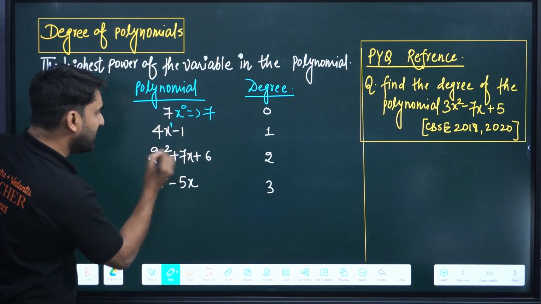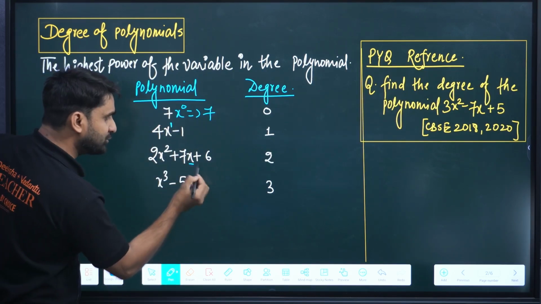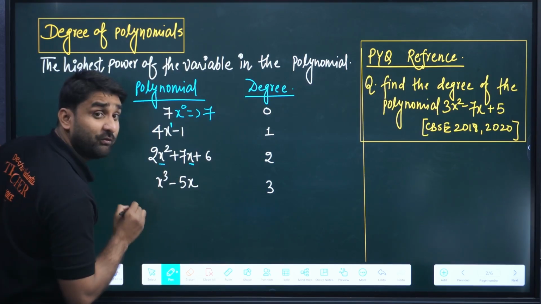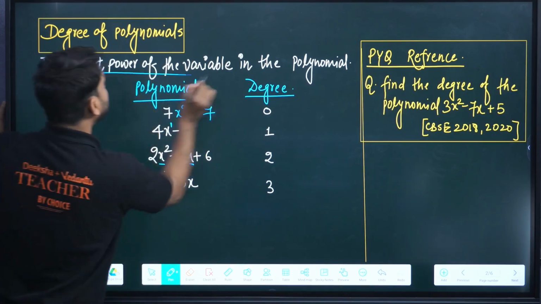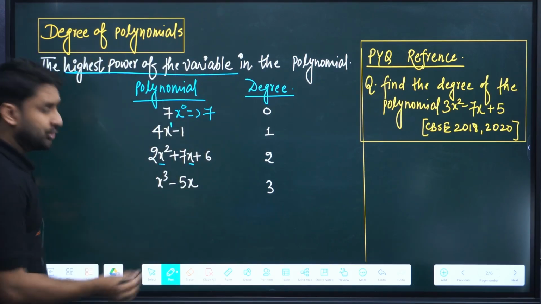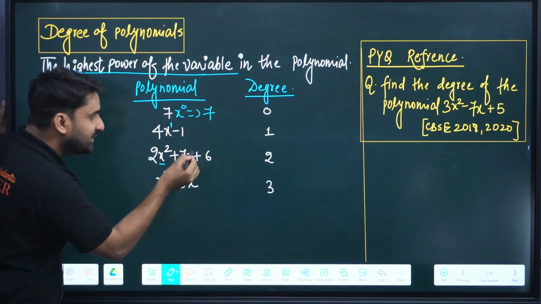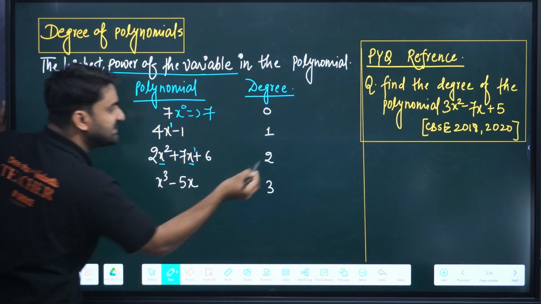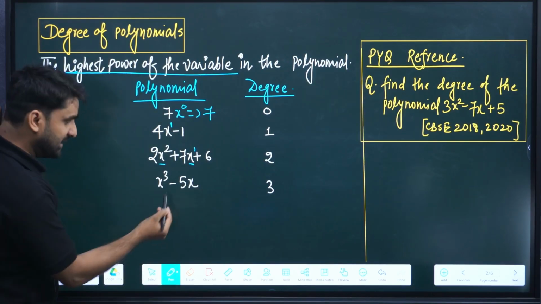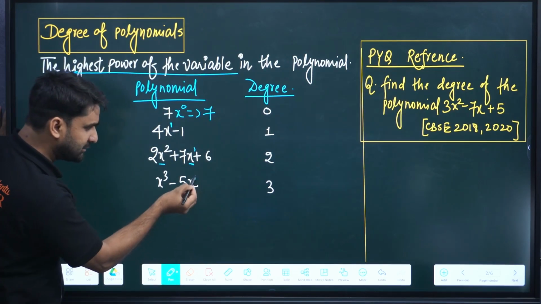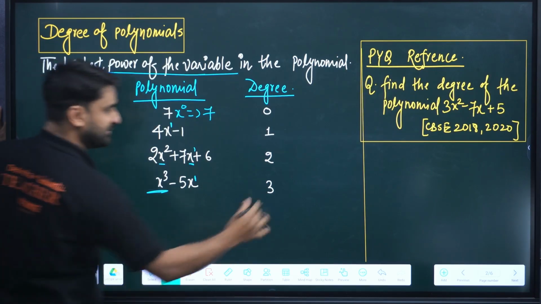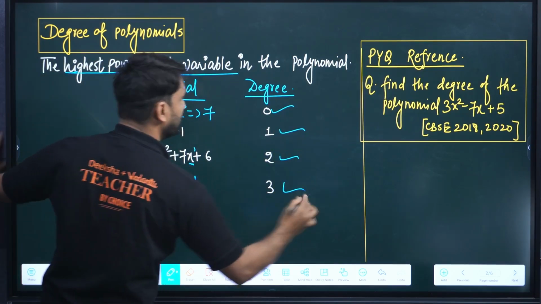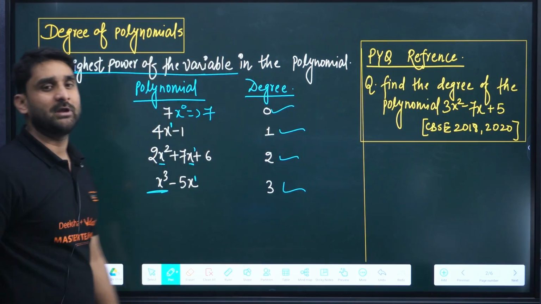If we talk about this equation, the variable is here also and here also. But we always consider only the highest power. Look at the highest power of the variable. In x square and x, here the power is 1, so which will be considered for degree? 2 will be considered. This is 0, 1 and 2. This is called the degree. The highest power of the variable is called the degree.